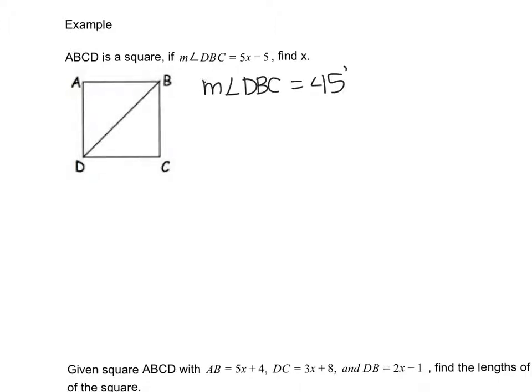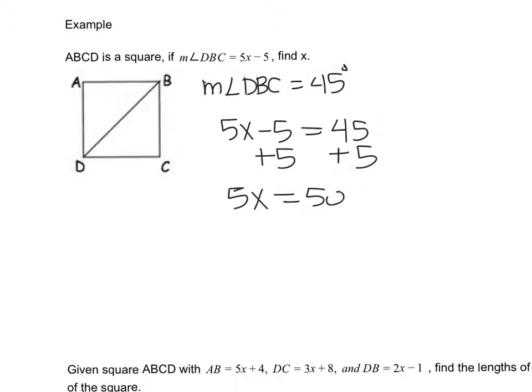So in order to solve for x, we're going to take 5x minus 5 and set it equal to 45. We're going to add 5 to both sides. So we get that 5x equals 50. Divide both sides by 5. And we get that x equals 10.